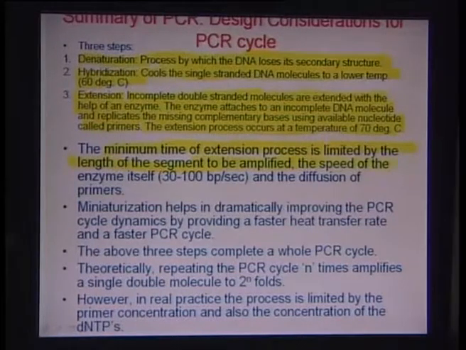The speed of the enzyme itself is about 30 to 100 base pairs per second, and the diffusion of primers is also an important aspect in a PCR reaction. So the enzyme can suture at a rate of about 30 to a maximum of about 100 base pairs per second. And the way the primers diffuse matters, because essentially all chemical reactions are to a major extent limited by the diffusion step or the diffusion rate.